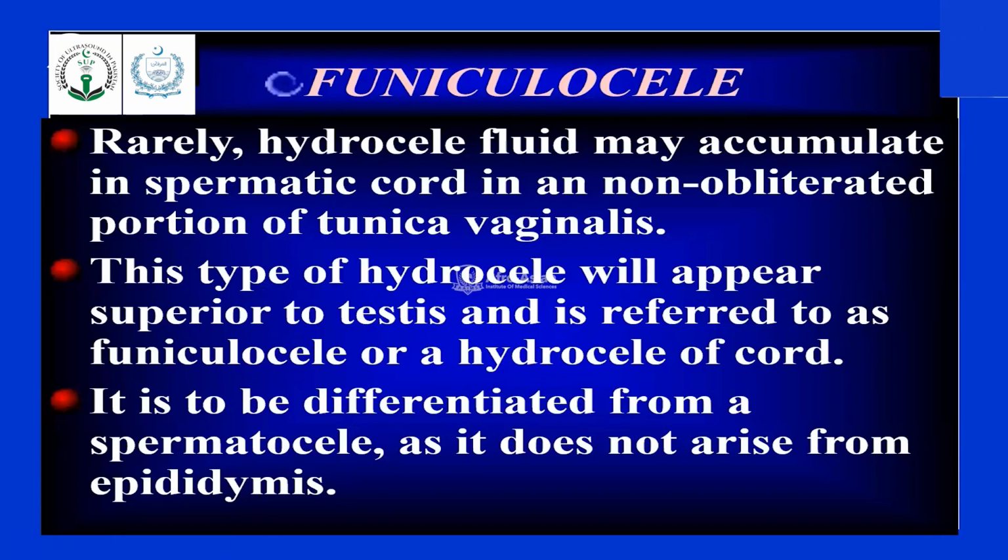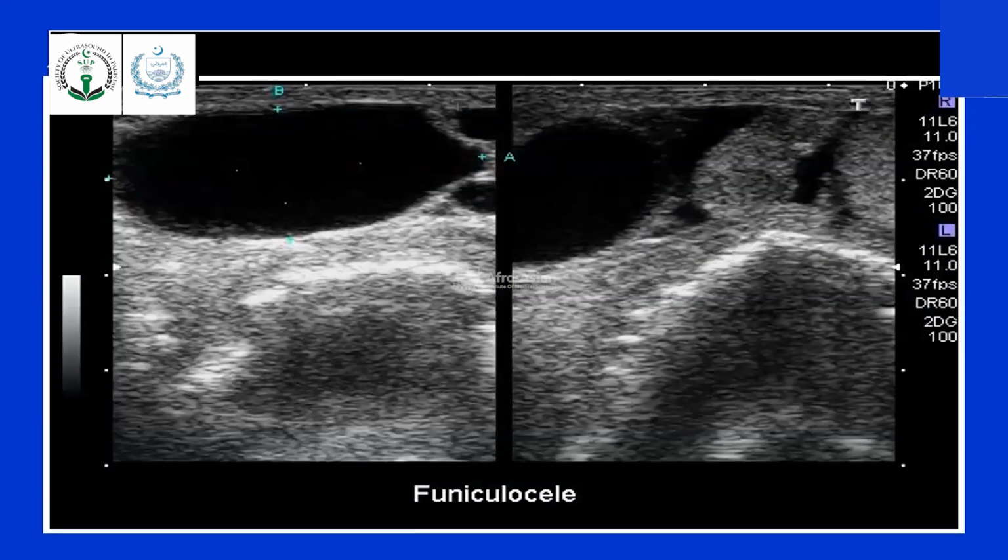Funiculocele: rarely, hydrocele fluid may accumulate in the spermatic cord in a non-obliterated portion of tunica vaginalis. This type of hydrocele will appear superior to the testis and is referred to as funiculocele or a hydrocele of the cord. It is to be differentiated from a spermatocele. It does not arise from epididymis. So it will be a separate funiculocele. It is not attached to the epididymis, lying aside.